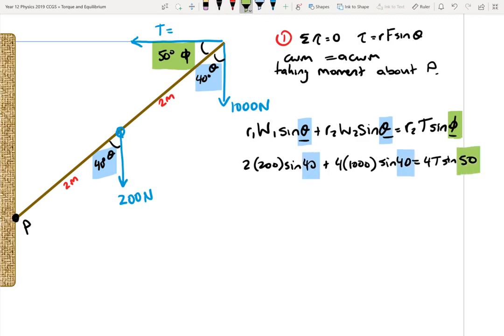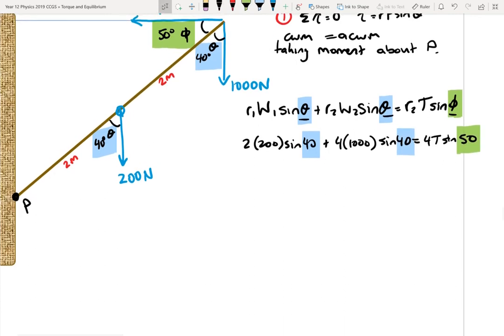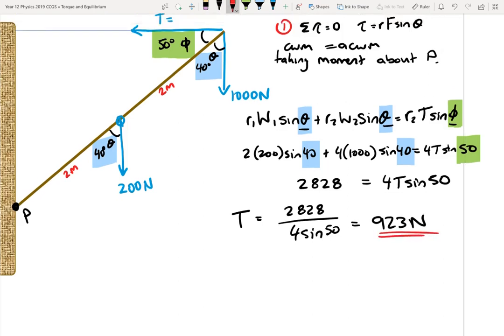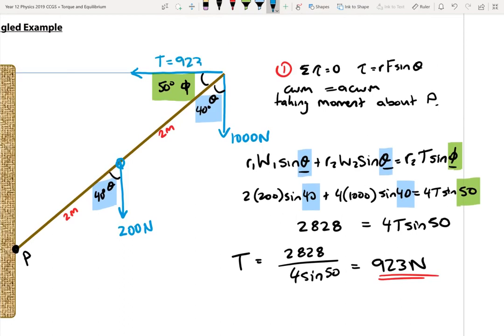Okay? Now I'll just stop it here and say that the total clockwise moment caused by the beam and the mass is 2,828 Newton meters clockwise. The cable acting 4 meters at an angle of 50 must also produce 2,828. So therefore T equals 2828 over 4 sine 50 equals 923 newtons through the cable. Okay, so we can now say 923 newtons.